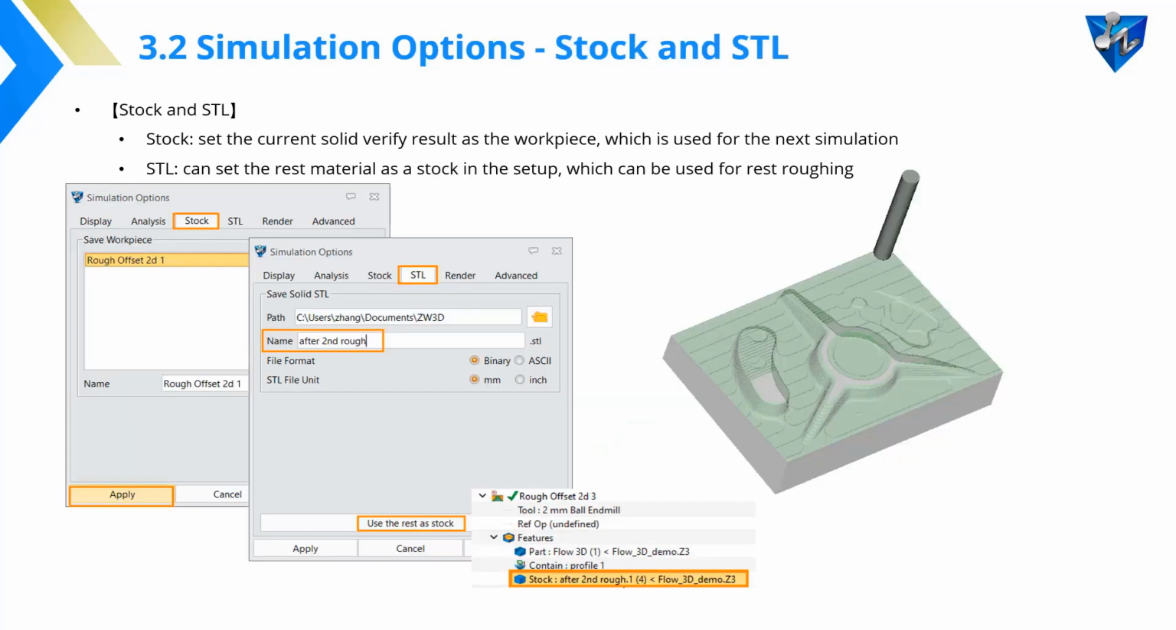After we finish the solid verify, we can save the result as a workpiece or an independent stock object. Just click Apply in the Stock tab to save it or update the workpiece. It will use the operation name by default.